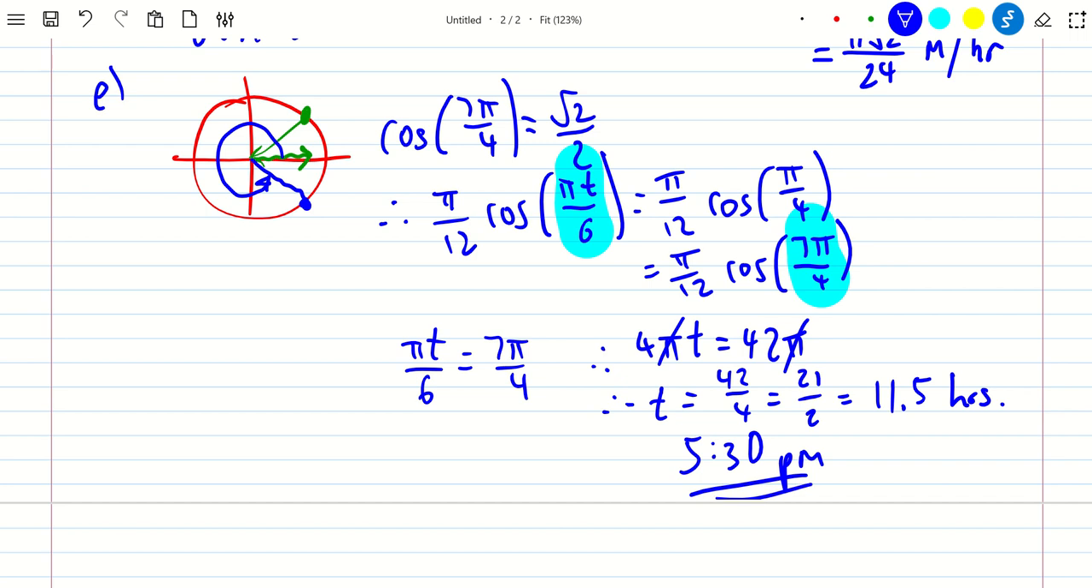Again, you could just chuck everything into the graph mode in your CAS calculator, if you're allowed to use it for questions. You could just put it in there and have a look at where it's equal to that value. We could also have just used solve, solving where those two values are equal to each other, and it will give you that same value of t equal to 11.5.